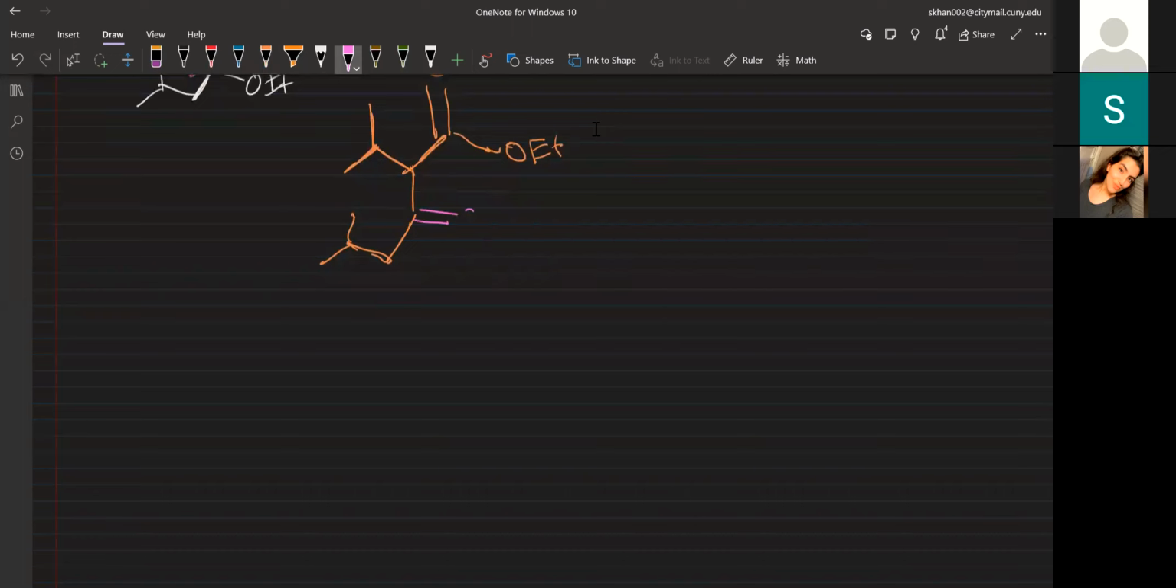Oops, let's change the color back to orange. Okay, all right. So that's it. I just drew it in one step to save some time since the mechanism we've already seen before.